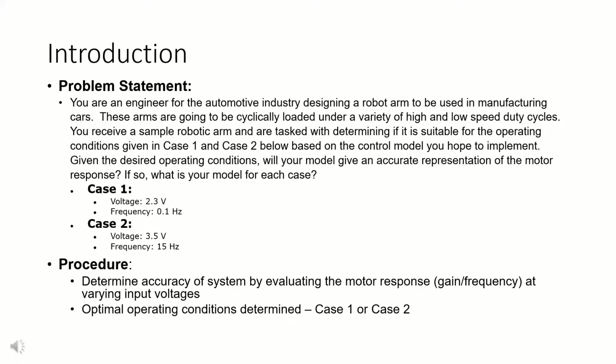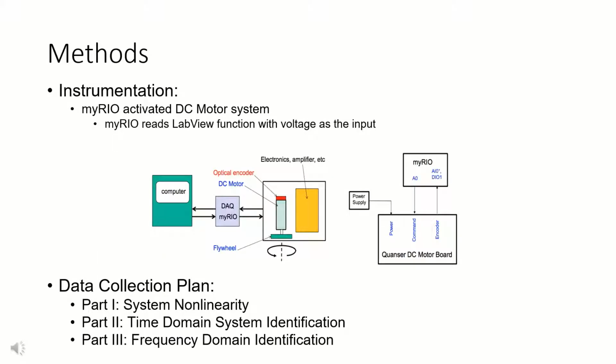This lab consists of a MyRio activated DC motor system shown in the figure below. The MyRio reads LabVIEW functions with voltages as their input. The data collection plan for this lab is broken up into 3 parts. Part 1 is the system nonlinearity, Part 2 is the time domain system identification, and Part 3 is the frequency domain identification.